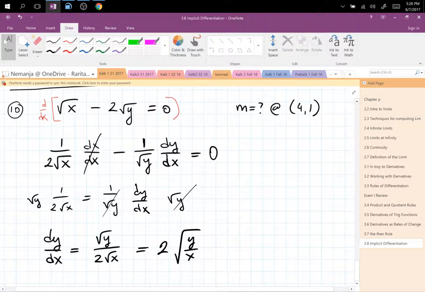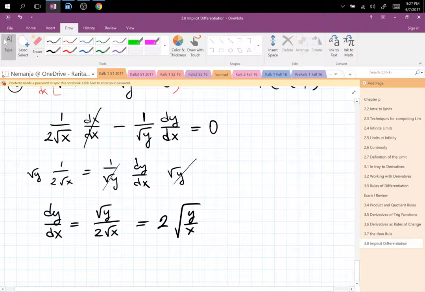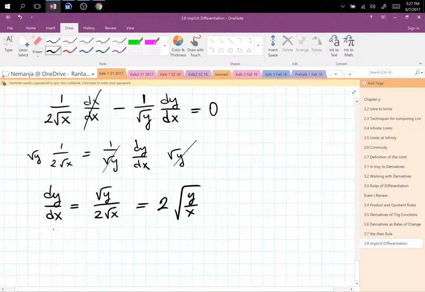You have x, you have y. So now, your dy dx is square root of y over 2 square root of x. M is going to be when you plug numbers in. So now we got that the slope is 1.